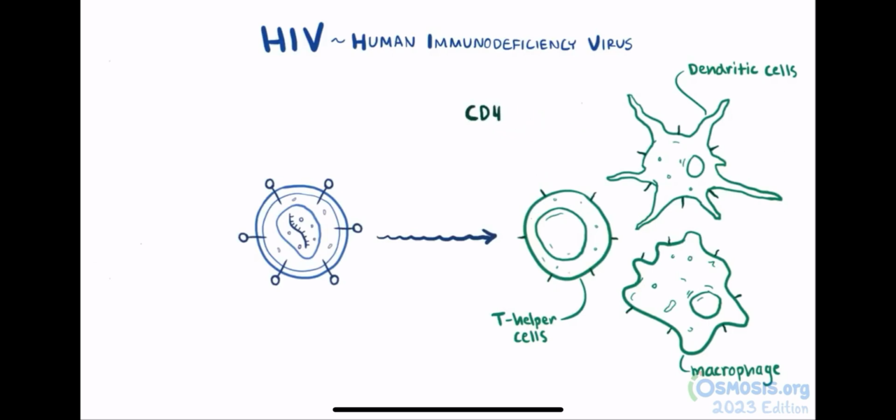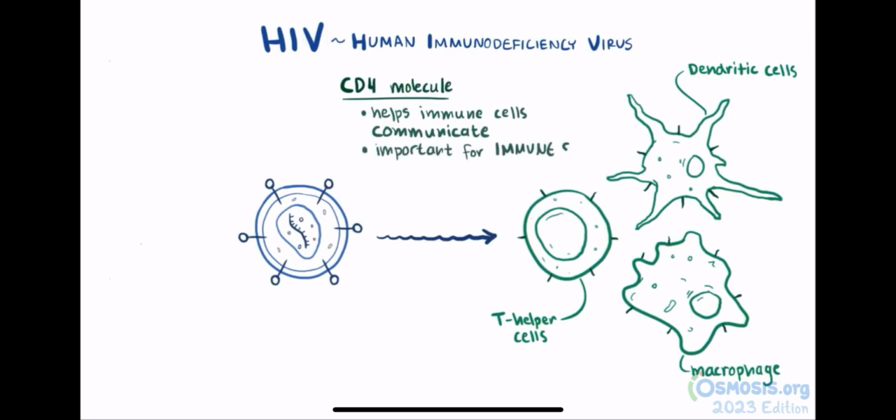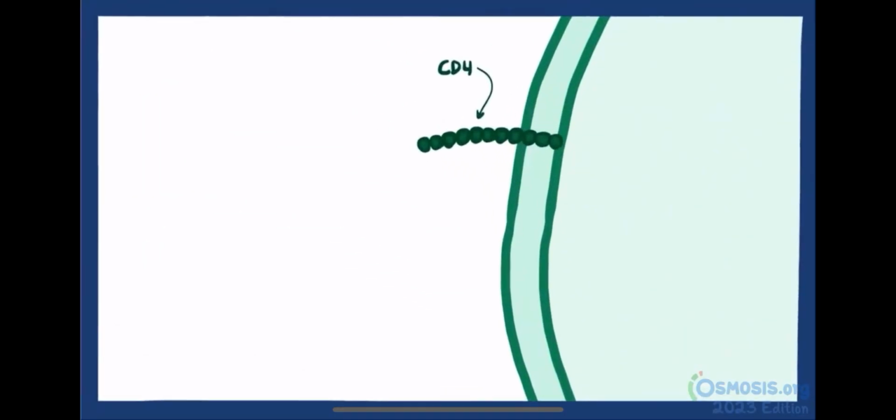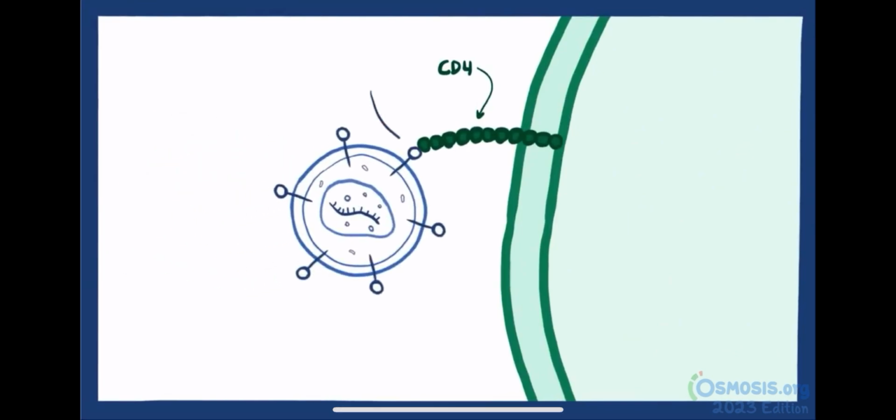The CD4 molecule helps these cells attach to and communicate with other immune cells, which is particularly important when the cells are launching attacks against foreign pathogens. So this little molecule is pretty important for our immune system, but it's also extremely important for HIV. HIV targets and attaches to the CD4 molecule via a protein called GP120, found on its envelope.